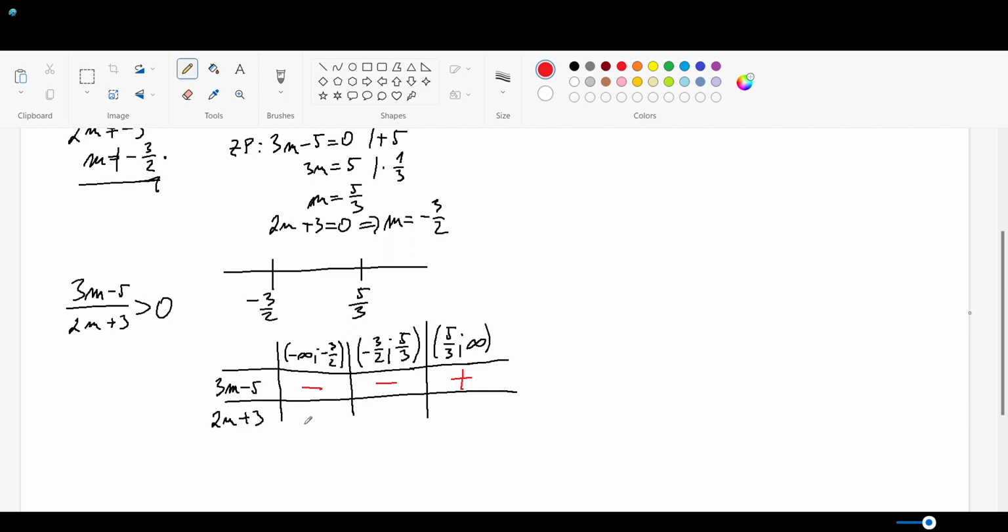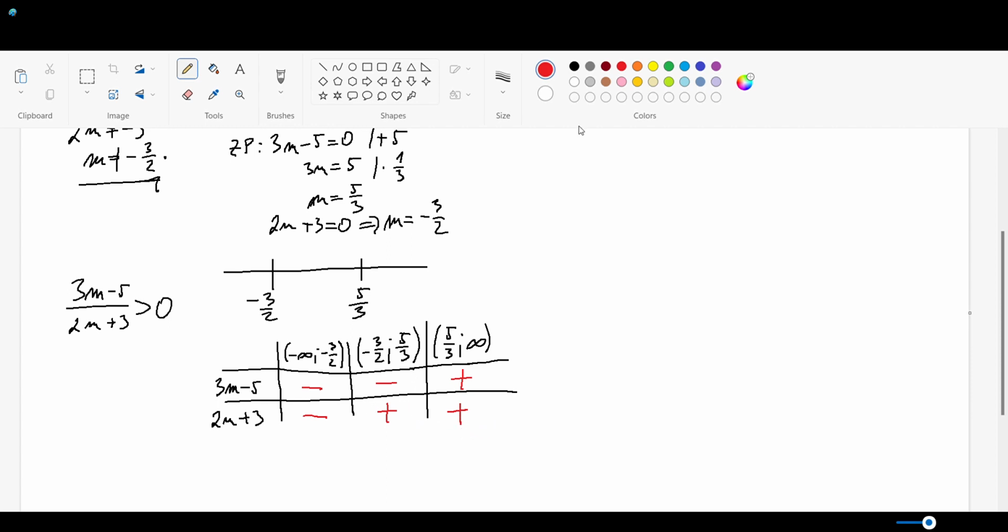Let's have a look what is happening with this expression. So the same thing applies here. You take negative 10, which is negative 20 plus 3, it's gonna be a negative number, and on this interval you again take 0. 0 plus 3 is gonna be a positive number, and the last interval is gonna be positive.